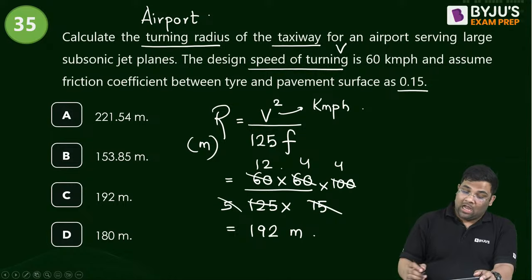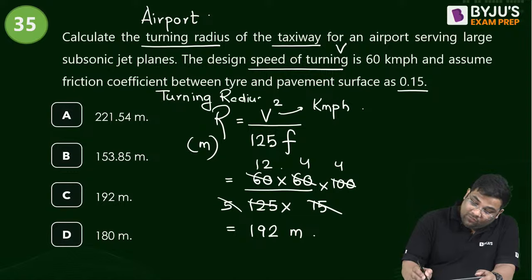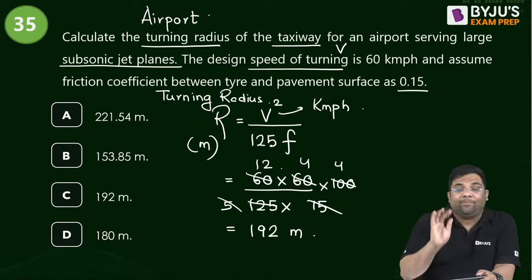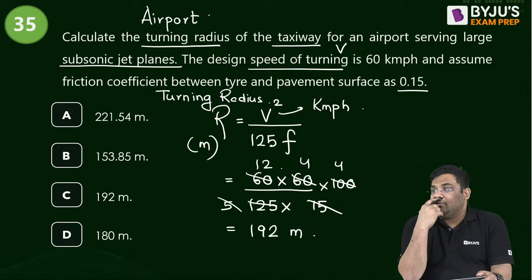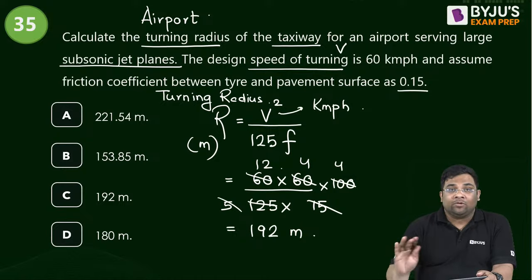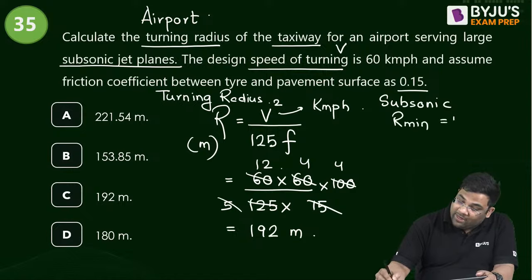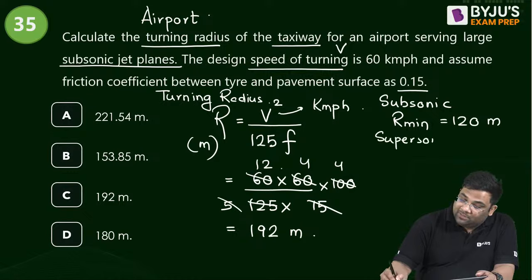Understood everyone? How we are finding this turning radius? Now, they have given subsonic jet planes. Subsonic means traveling less than the speed of sound. So, for subsonic, remember that this R minimum is 120 meter. And for supersonic, traveling more than the speed of sound, the R minimum is 180.